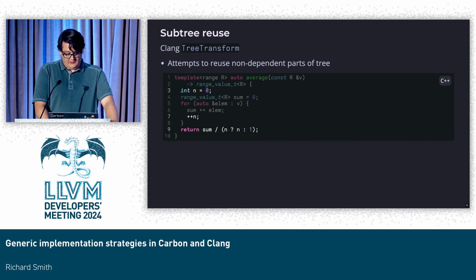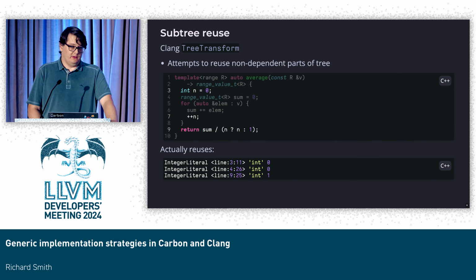But tree transform only actually manages to reuse 3 integer literals, in this case, between instantiations. You get to reuse the integer literal on line 3 initializing I, there's an integer literal on line 4, and one on line 9 as well. And everything else is rebuilt fresh each instantiation.